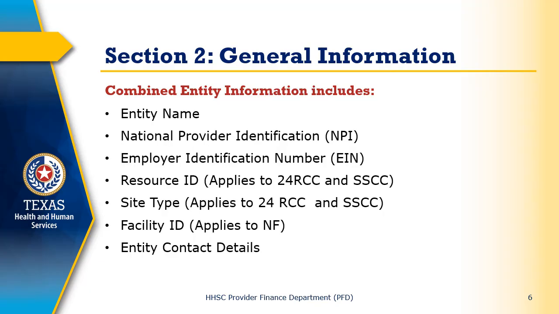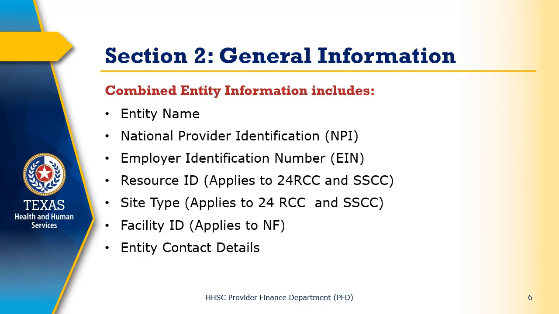In this lesson, you will learn the combined entity information that is pre-populated and where HHSC obtains this information. The combined entity information line items include entity name, National Provider Identification, NPI, Employer Identification Number, EIN, and Entity Contact Details, which are pulled from Provider Enrollment and Management System, PEMS, except for 24 RCC and SSCC. The Resource ID and the Site Type line items only apply to 24 RCC and SSCC.